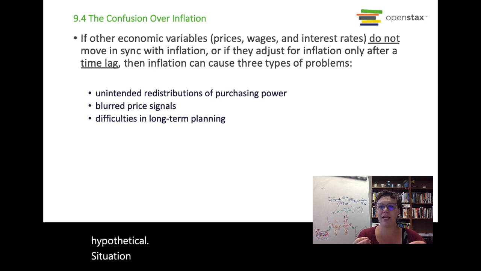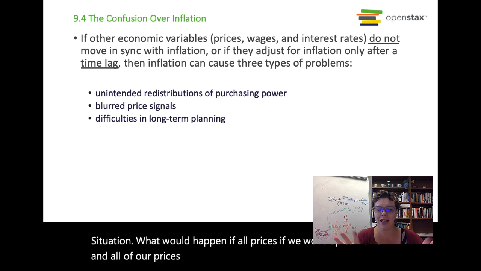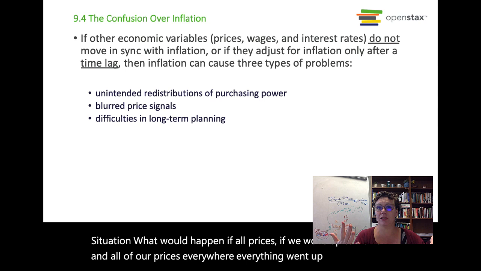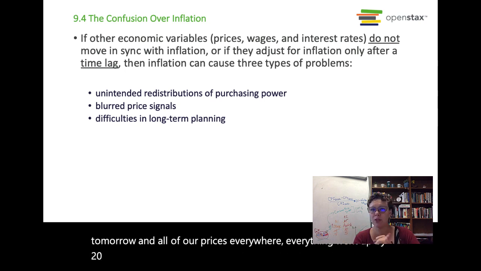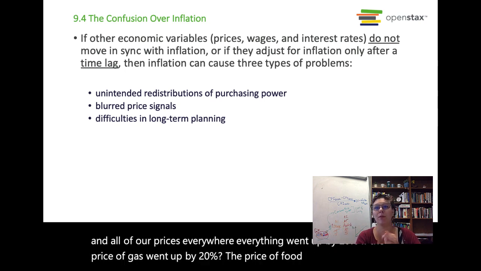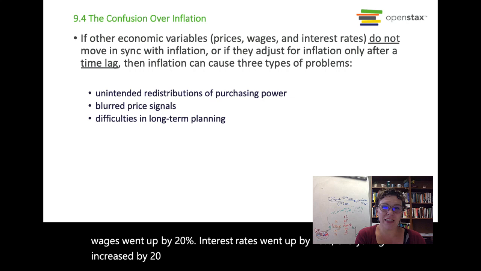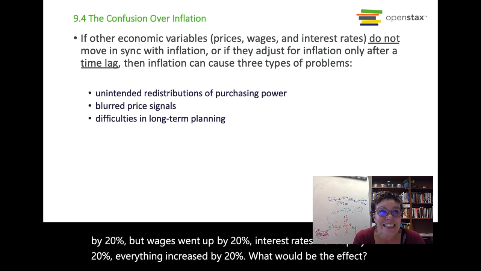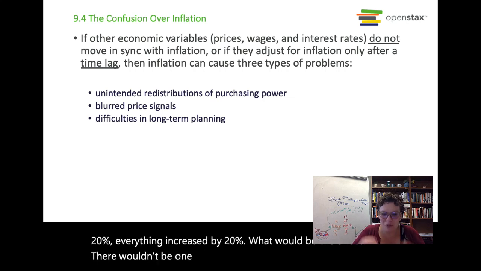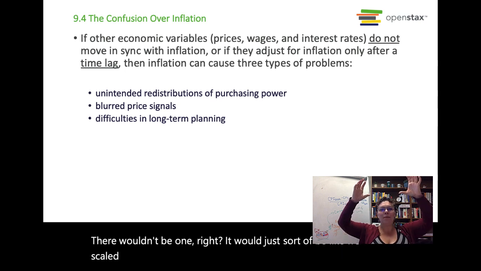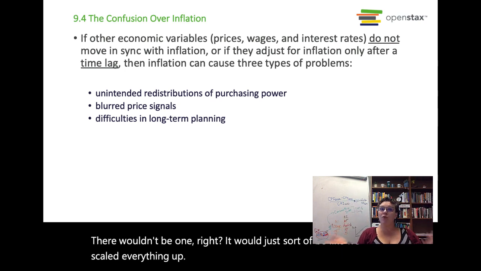What would happen if we woke up tomorrow and everything went up by 20%? If the price of gas went up by 20%, the price of food went up by 20%, wages went up by 20%, interest rates went up by 20%, what would be the effect? There wouldn't be one, right? It would just sort of be like we scaled everything up. That wouldn't be a problem.